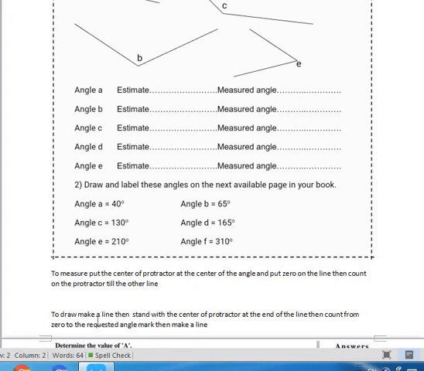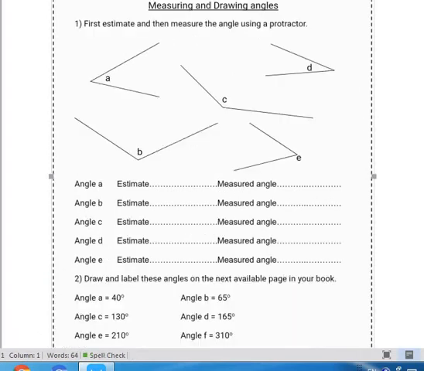To draw, make a line, then stand with the center of the protractor at the end of the line, then count from 0 to the requested angle mark, then make a line. So after measuring here, angle A gives me 40 degrees. I want you to try to do it at home and tell me what you did.